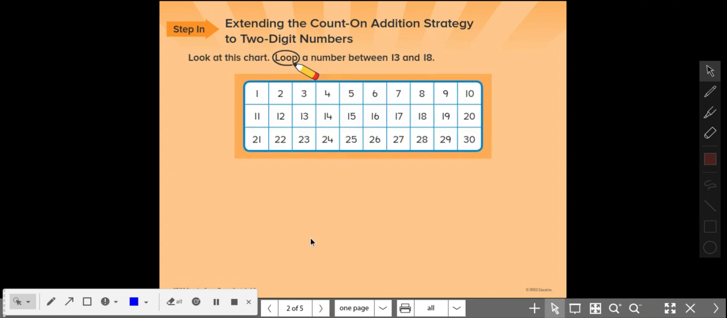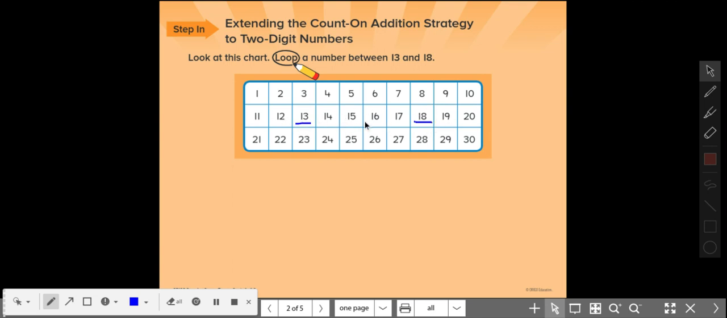Look at this chart. Loop or circle a number between 13 and 18. Well, here's my number 13. And here is my number 18. So the directions say to loop a number between these two numbers.